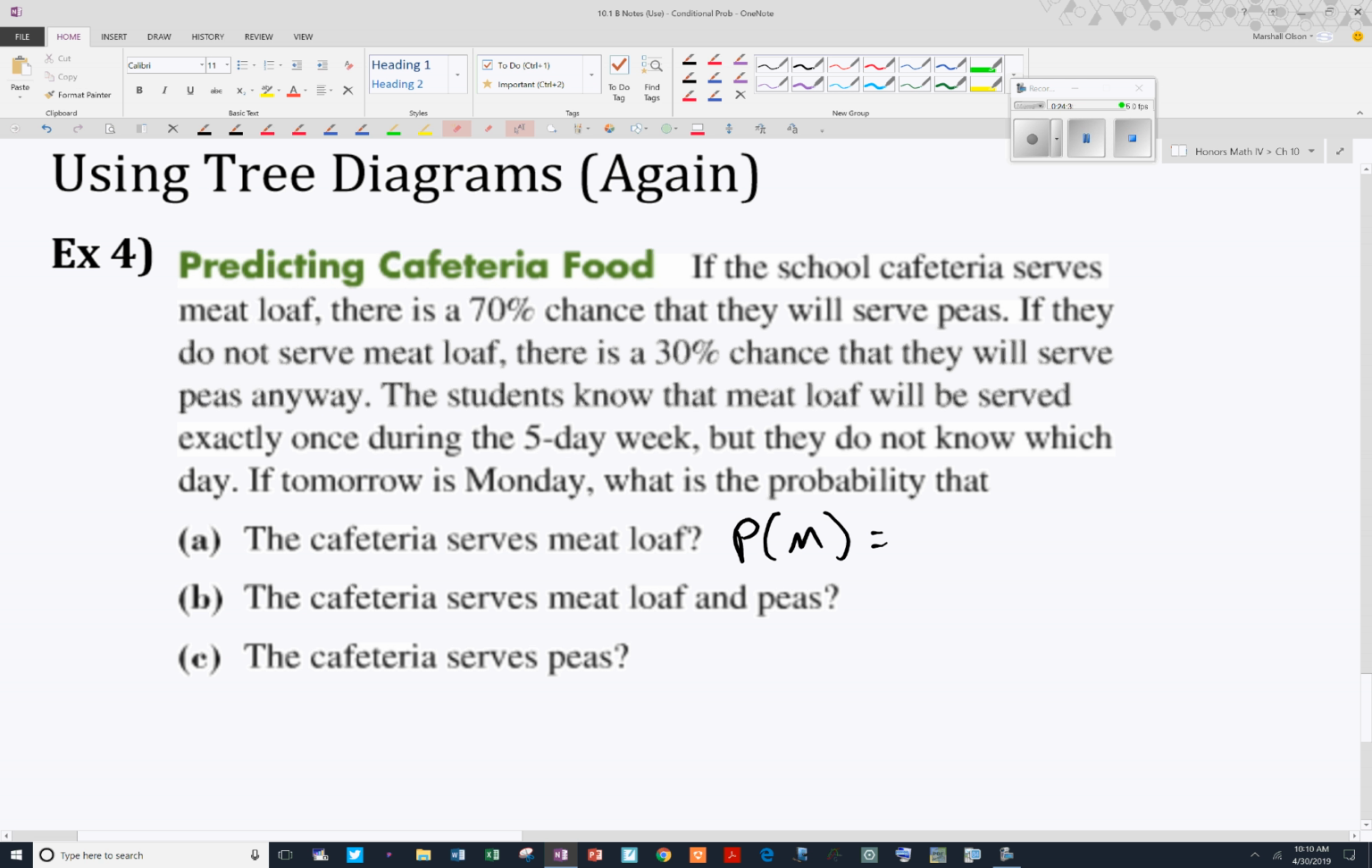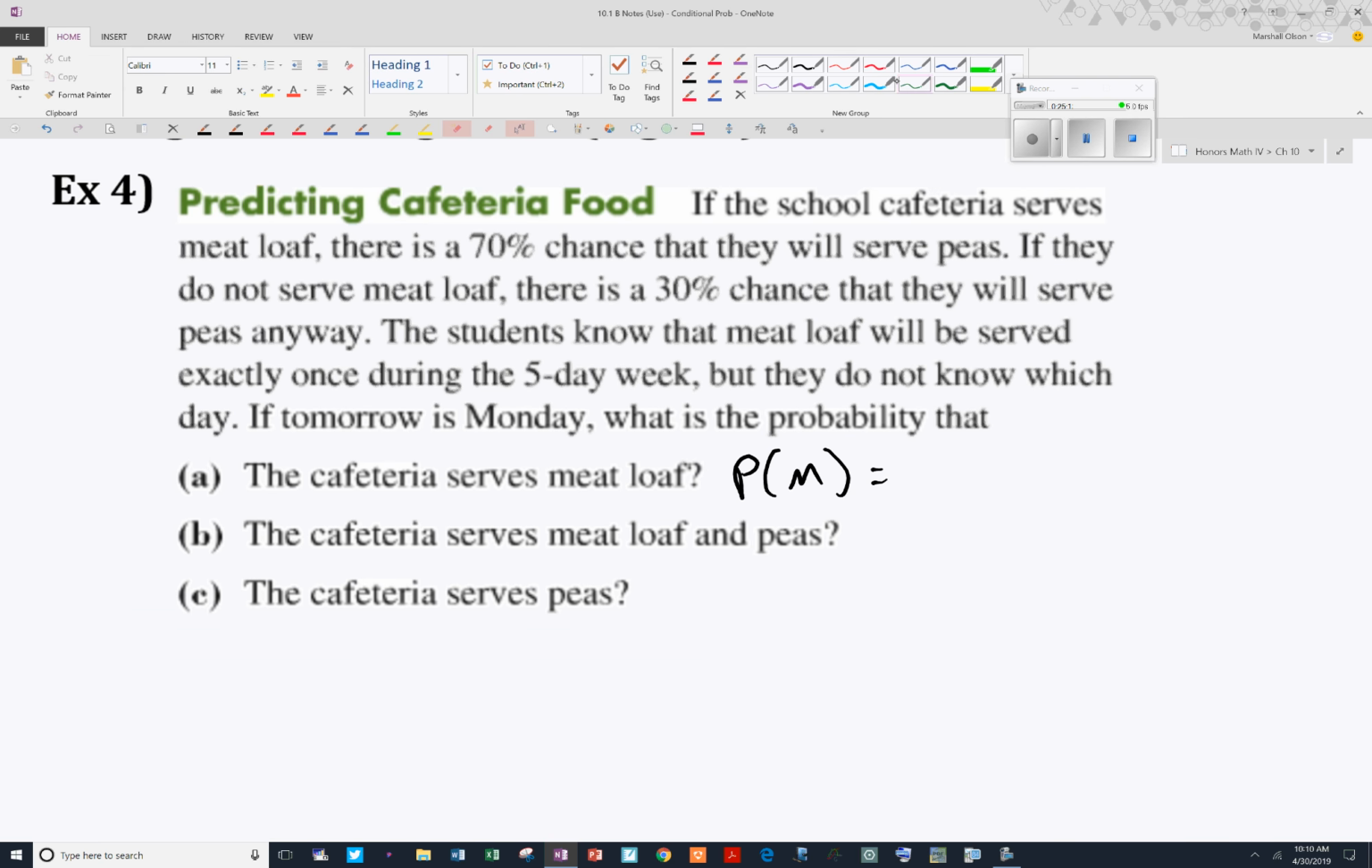All right, down here it says, the students know that meatloaf will be served exactly once during the 5-day week. I don't know how you know this. At the beginning of the year, it must have been in the open house or something. They let everyone know. There is what percent chance then on Monday that you get meatloaf? 20% chance, right? On Sunday night you go to bed knowing there is a 20% chance that you are getting meatloaf tomorrow. 1 out of 5 chance, okay? So that is the first question there. It says, what is the probability that the cafeteria serves meatloaf on that Monday? That is 20%.